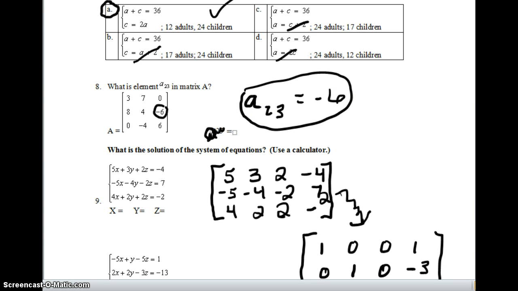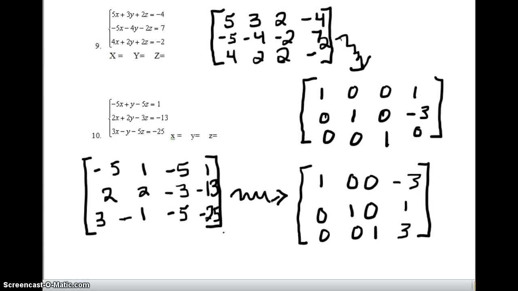Number 9 here, I've gone ahead and put those into a matrix, and you guys can find those solutions on your own. Good luck on the quiz.